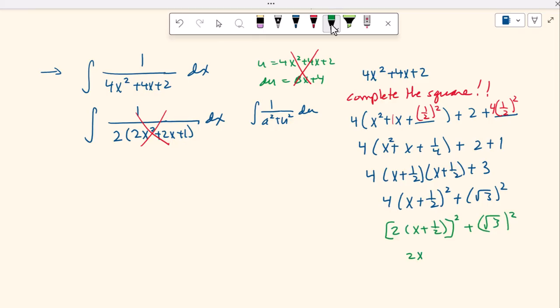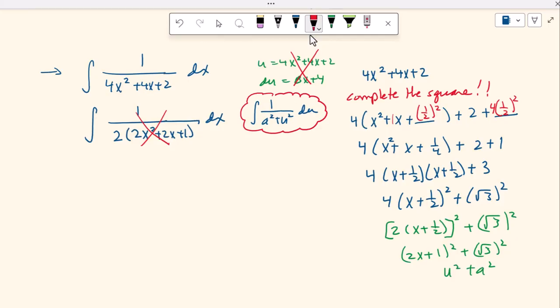Then I can distribute: 2x plus 2 times a half is 1, squared, plus root 3 squared, and there we are. There's my u squared plus a squared. That's what I was looking for. So again, I'm trying to make it fit this form, and u squared plus a squared or a squared plus u squared doesn't matter. Order doesn't matter when we're adding. I think actually it's called the commutative property of addition. Okay, so let's write this out.